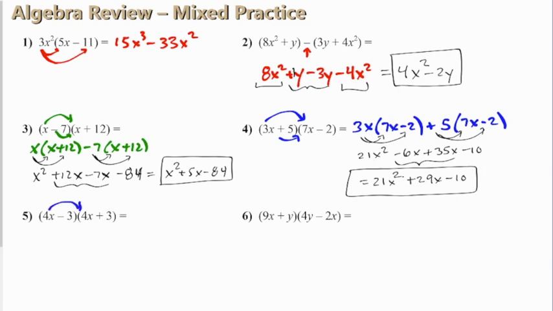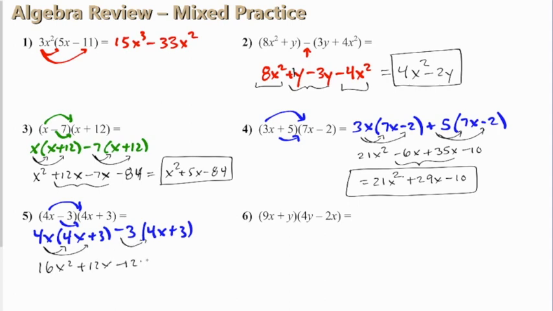Number 5, we'll distribute our 4x with the parentheses. And then we'll distribute our minus 3 through the parenthesis. Second layer of distributive property gives us 16x squared plus 12x. When we distribute this minus 3, we get minus 12x and minus 9. And we see our like terms of plus 12x and minus 12x cancel each other out. And we're left with 16x squared minus 9.